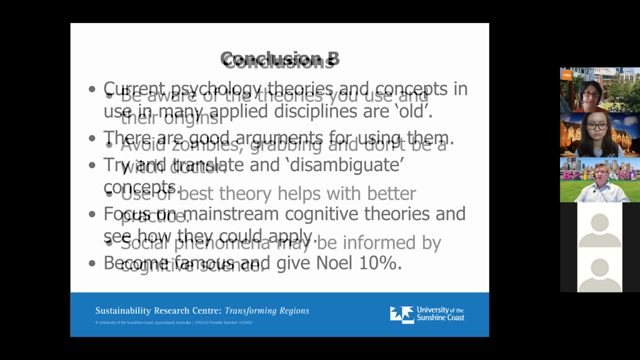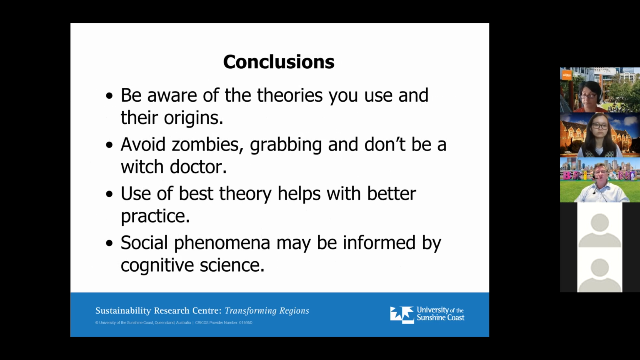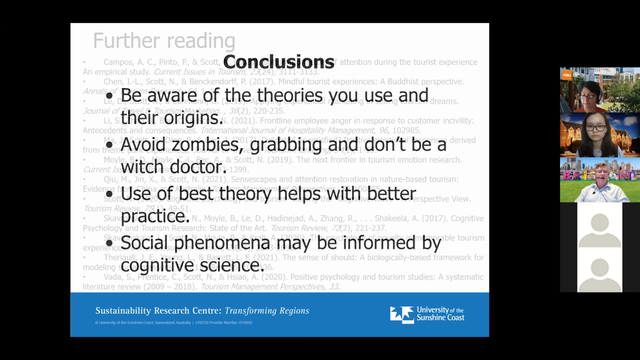So, in summary, be aware of the theories you use and their origins. Avoid zombies just grabbing ideas, and don't be a witch doctor. Use the best theory which helps with better practice. And in my opinion, social phenomena may be informed by cognitive psychology. Lots of readings, and thank you.